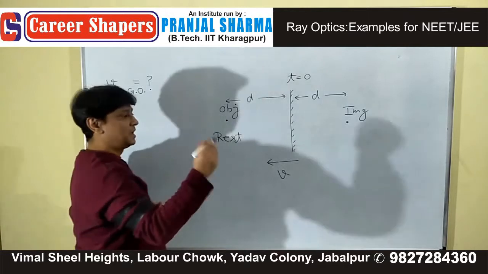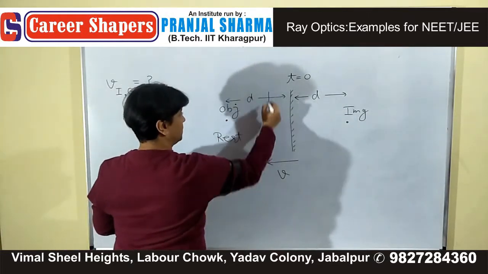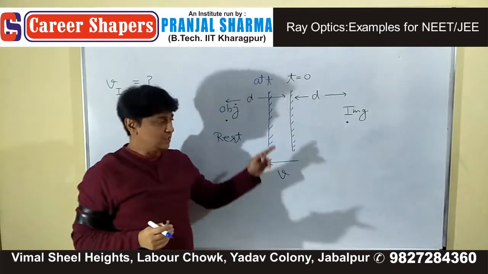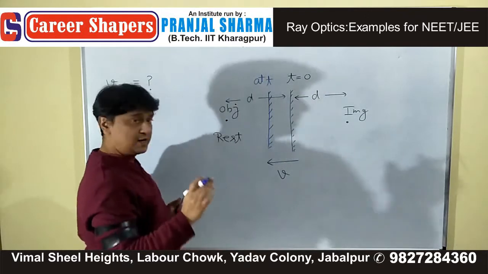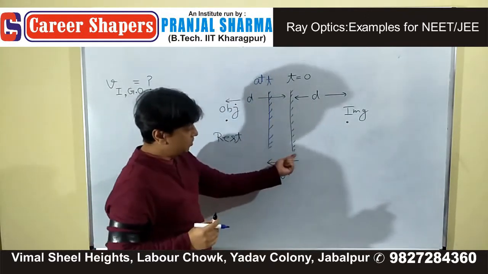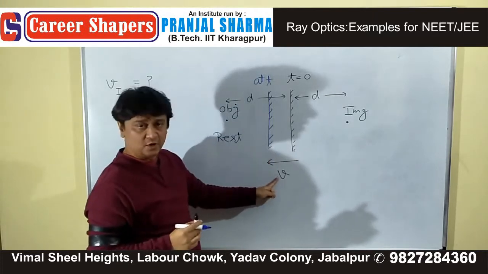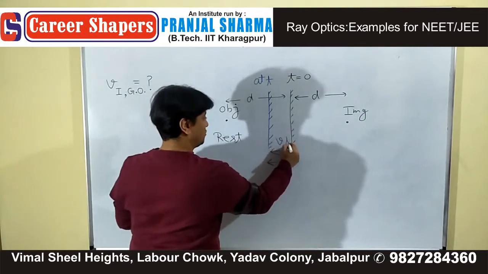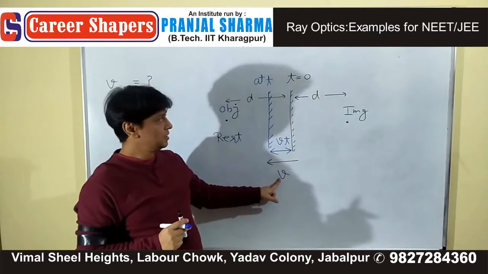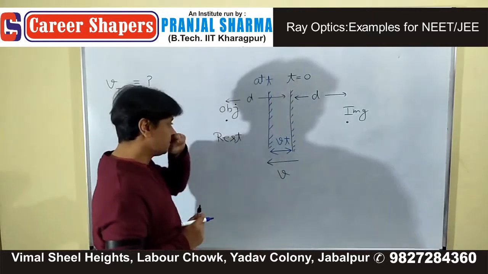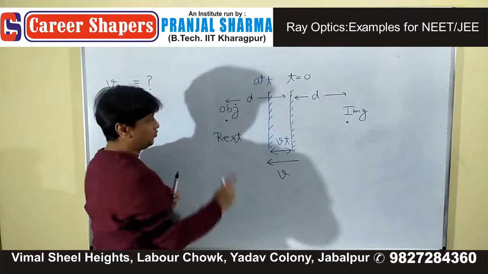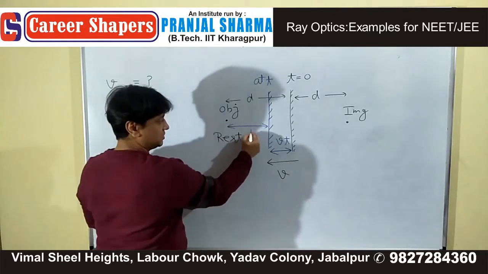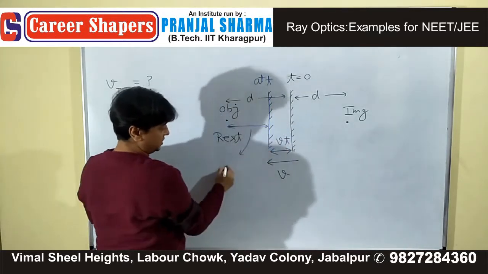Now at time t, what happens? This mirror now occupies this new position. At time t, from this position to this position, the mirror is moving with what velocity? V, and therefore this much distance is simply what? V into t. The mirror is moving with V. In time t, it travels Vt distance. Therefore, the new distance between object and mirror is d minus Vt.